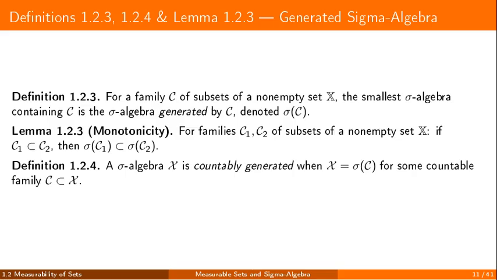In practice, we almost never write a sigma-algebra down directly. Instead, we start from some family of sets we care about, and take the smallest sigma-algebra containing it, the one it generates. Two simple facts make this usable. A larger starting family generates a larger sigma-algebra, and when the starting family can be taken countable, the result is called countably generated. This generation idea is the usual way we describe a concrete sigma-algebra.